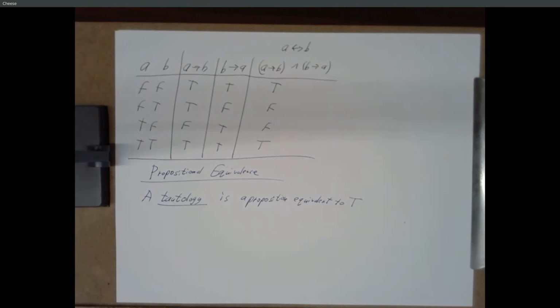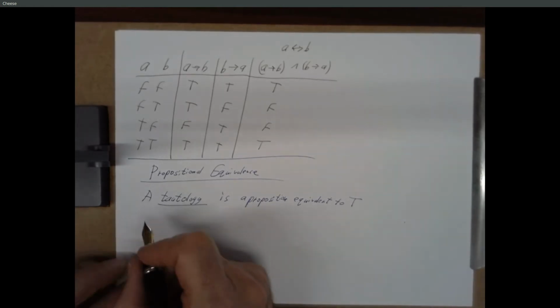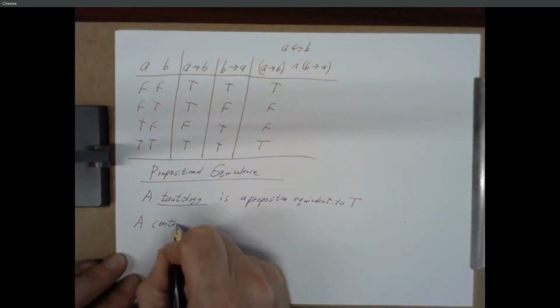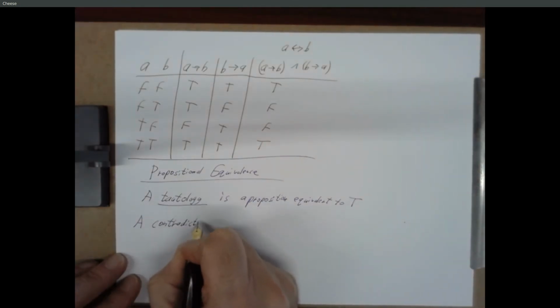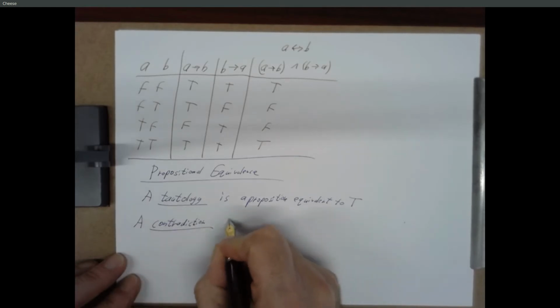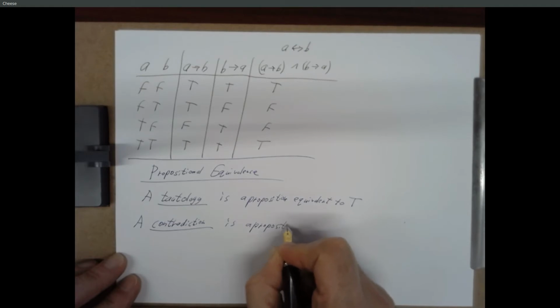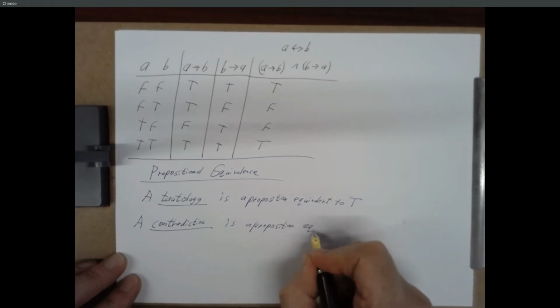How do you spell that? Tautology, but I wrote it a little sloppy because I'm not sure. Okay. I think it's tautology. A contradiction is a proposition equivalent to false.